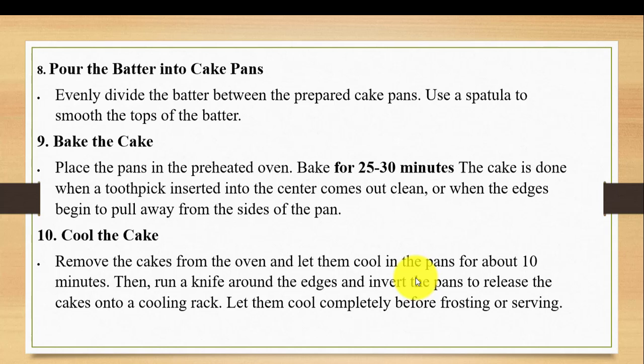Another step: bake the cake. Baking depends on which oven you are using. If the oven is good and is providing a good temperature as measured, bake for 25 up to 30 minutes. This is very important. You can also set an alarm to prevent any issues that can happen when you are preparing your cake. And the last step is to cool your cake.